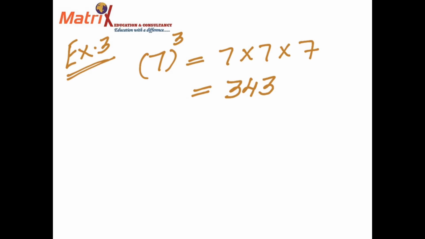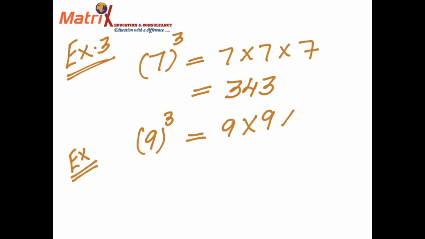Let's take one more example. I have 9 raised to the power of 3. So 9 times 9 times 9. 9 times 9 is 81. And 81 times 9 is 729.